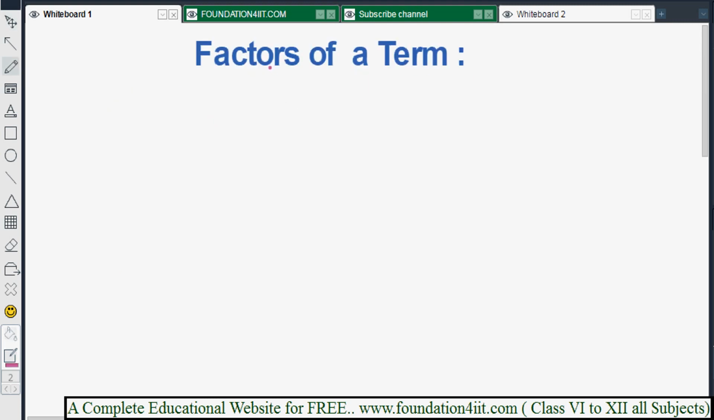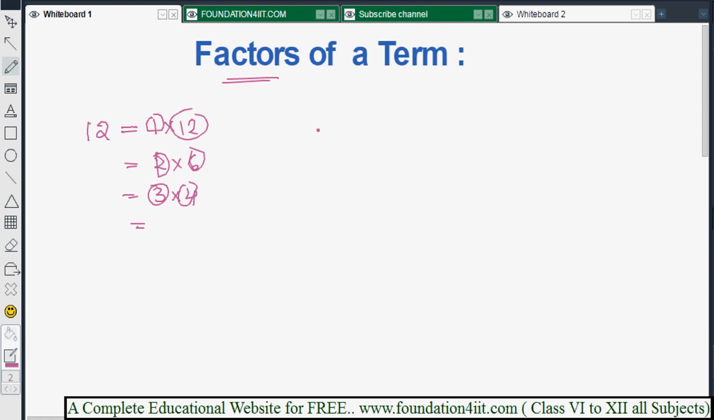So, factors of a term. First of all, you should know about factors. When you take the number 12, I can write it as a product of two numbers: 1 into 12, or 2 into 6, again 3 into 4. 4 into 3 is repeated. Now 1, 2, 3, 4, 6, 12 are all the factors of 12.